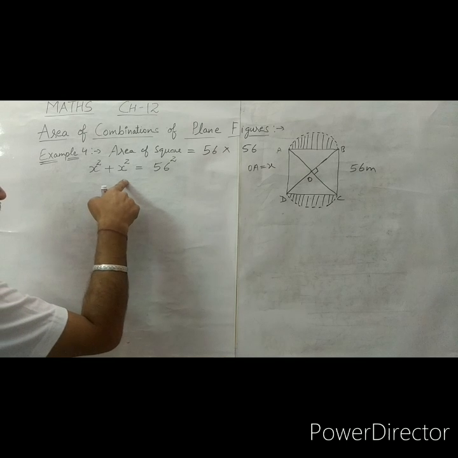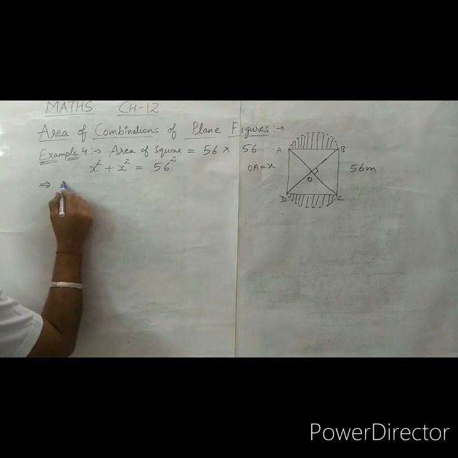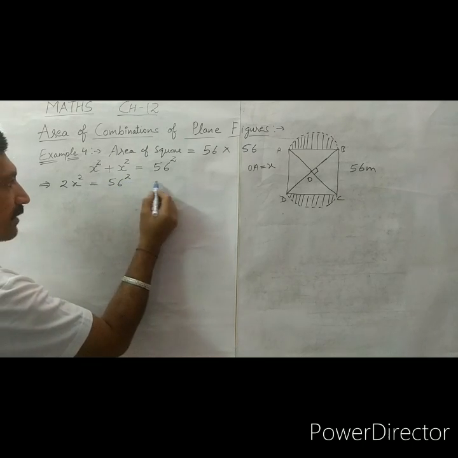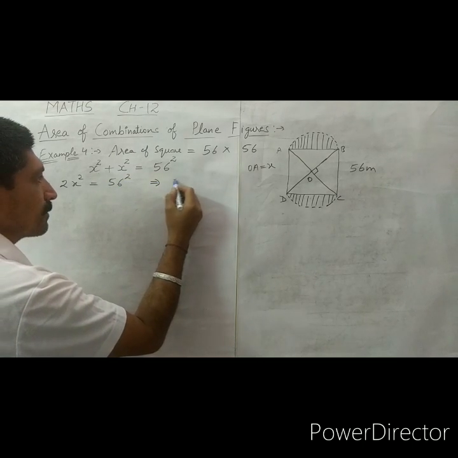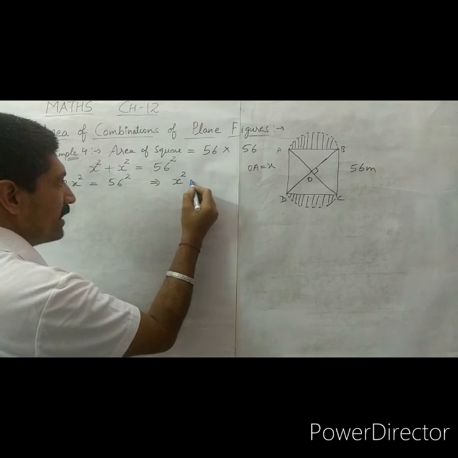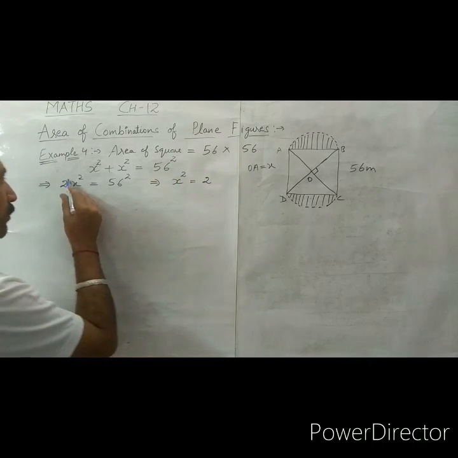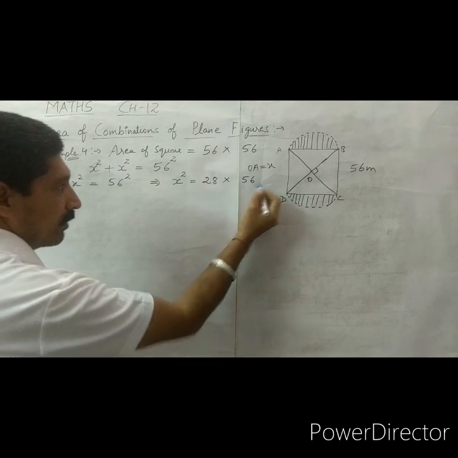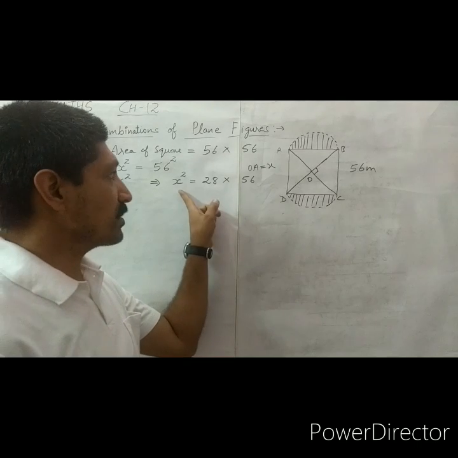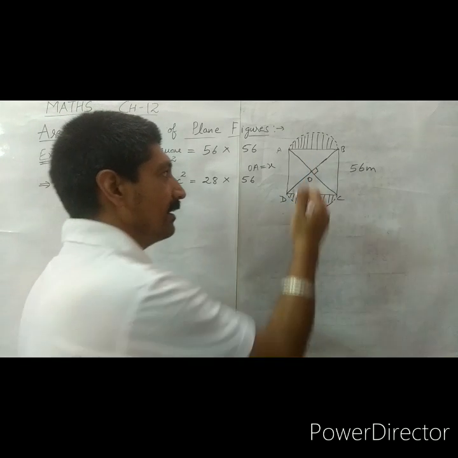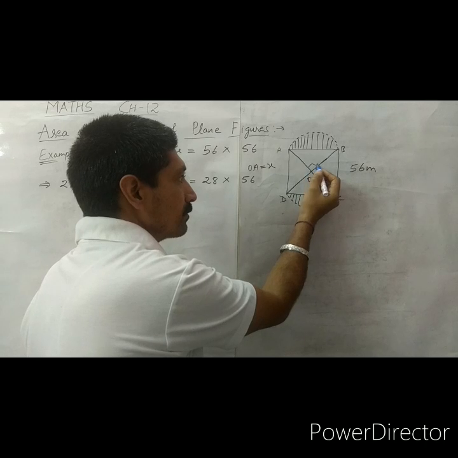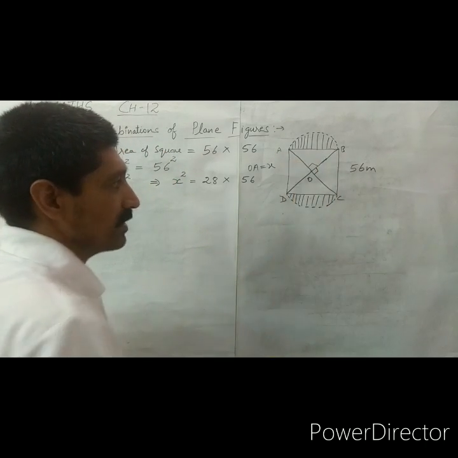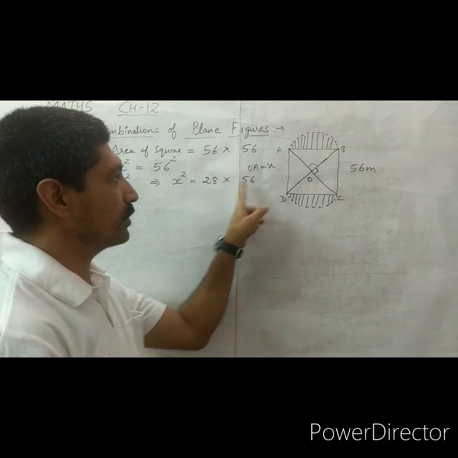So twice of x square is equal to 56 whole square. Further, this implies that x square is equal to 28 into 56. We will use it in question number 1, because for the area of the right angle triangle, half into base into height, here it is half x square, and the value of x square is 28 into 56.